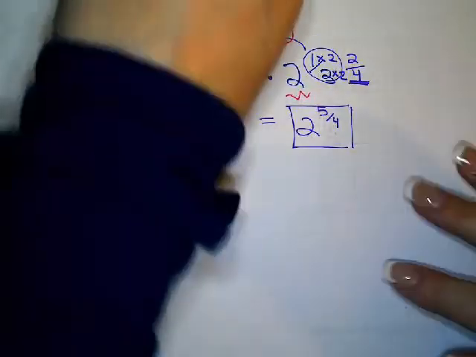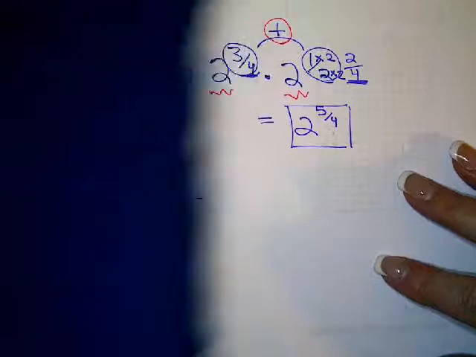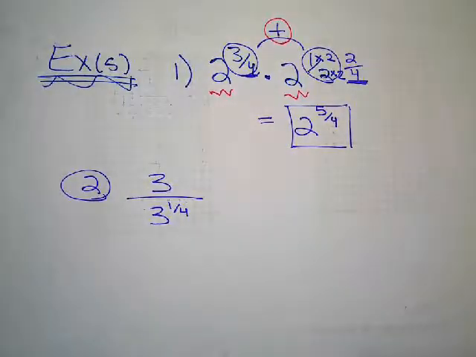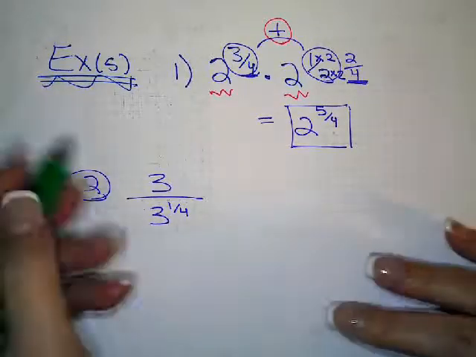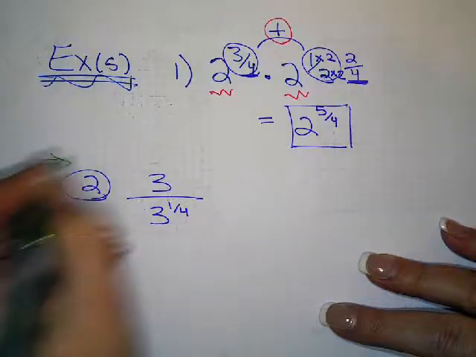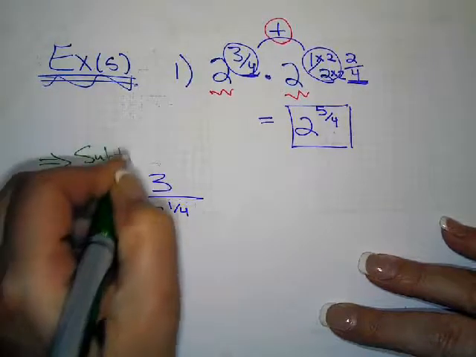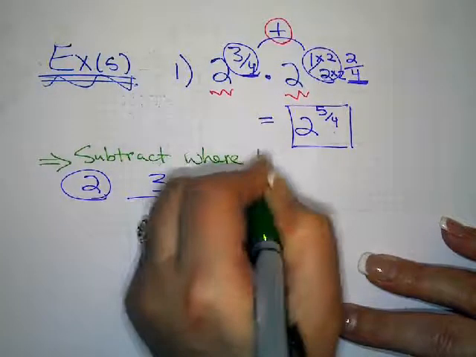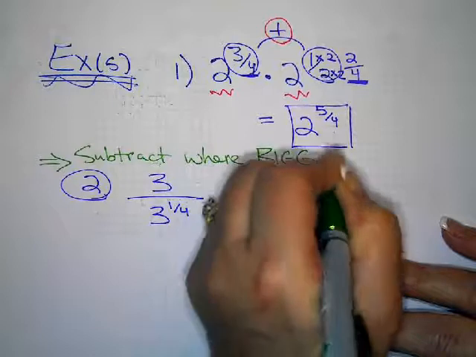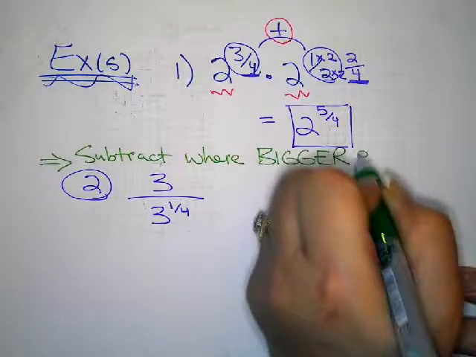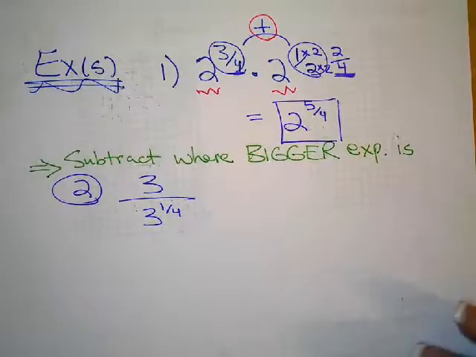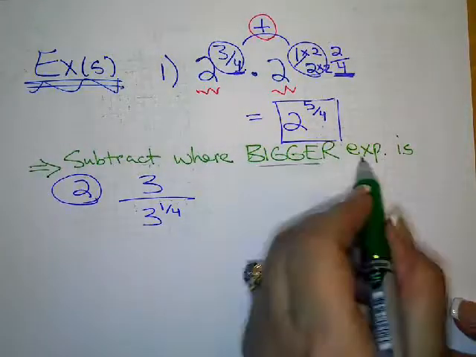And I'm also going to tell you that subtracting will happen, and I would like it to be where the bigger exponent is, because then you have less chance of dealing with negative exponents. So I'm going to add a little extra: subtract where the bigger exponent is. I'm going to abbreviate because I'm running out of space there. So subtract where the bigger exponent is.